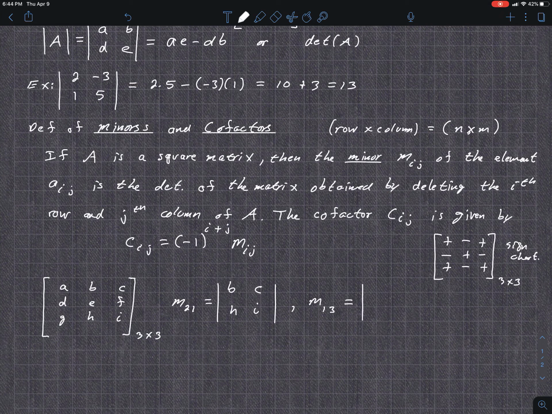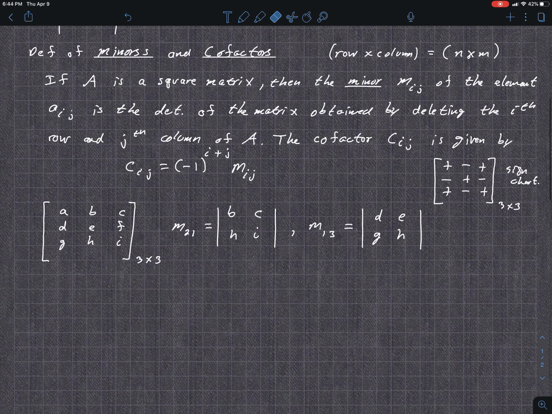Let's go ahead and get rid of that so we can do it again. And so try this one, M13. It's the determinant of, so do that one. So first row, third column. And so what's the remaining matrix? You see there is d, e, g, h. Let's get rid of those again.